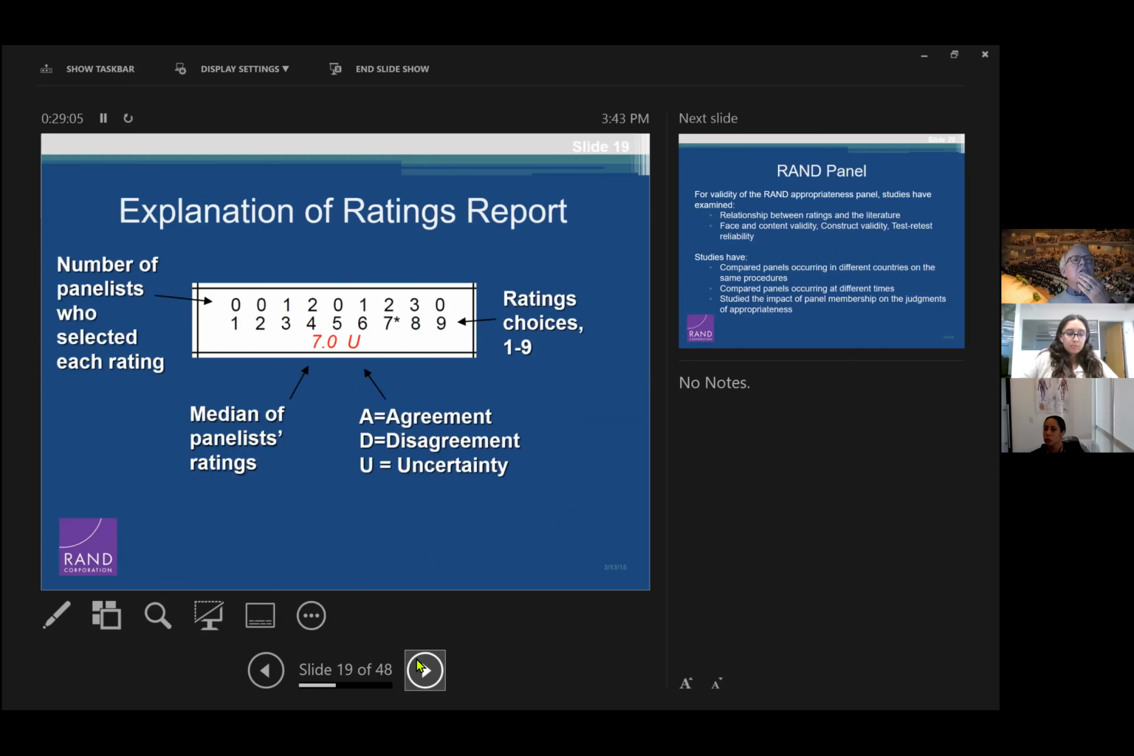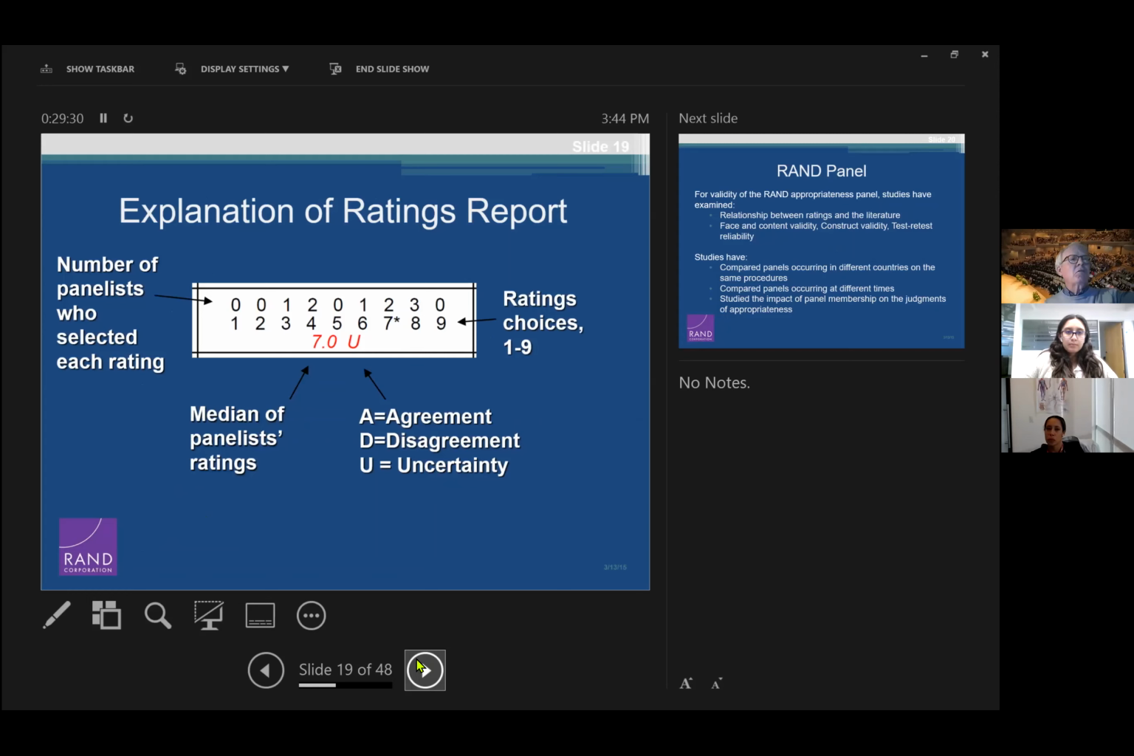So here, if you're on this panel and you come to the second meeting, which is a face-to-face one, used to be at RAND before COVID, but anyway, if you come, this is what you get. That little asterisk beside the 7 tells you that's what you chose, and the other thing shows you the distribution of the panel. And remember, 1 was extremely inappropriate, 9 is extremely appropriate.